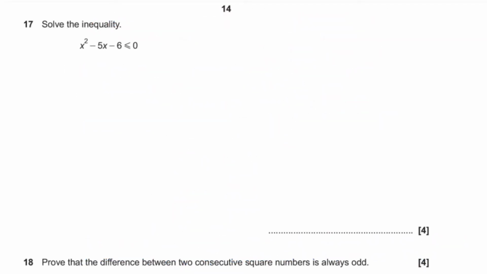Solve the inequality x squared minus 5x minus 6 is less than or equal to 0. Okay, so I think first off we need to factorize this, don't we? So let's say that's the same thing as 2 brackets multiplied together. So I've got x at the start, x squared, so I'm going to have x and x here. Now let's have a quick look at the constant at the end, negative 6.